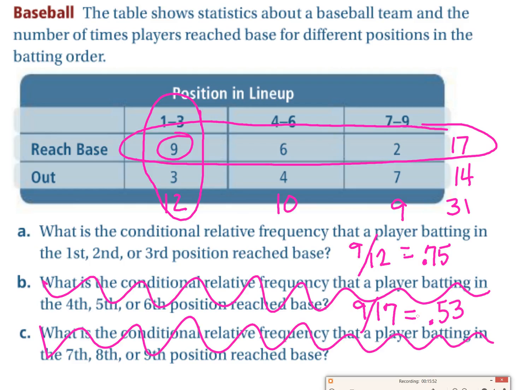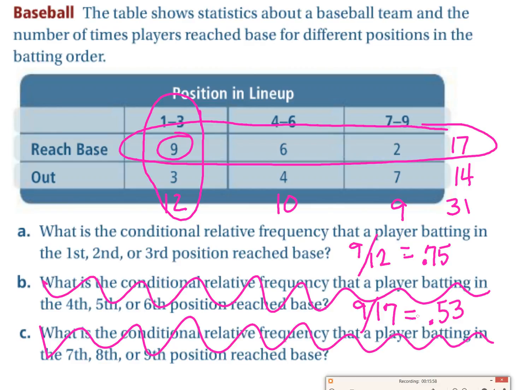If I ask for regular frequencies, the joint relative frequency, for example, then you divide those frequencies by the grand total. If it's a conditional relative frequency, then you're going to be dividing by a particular row's total or a particular column's total.